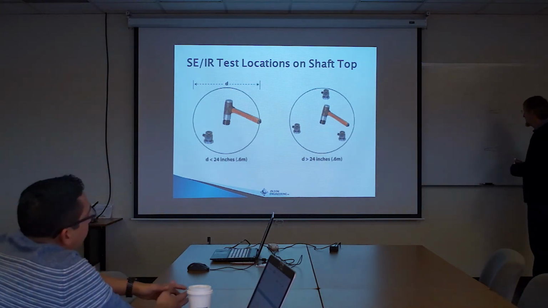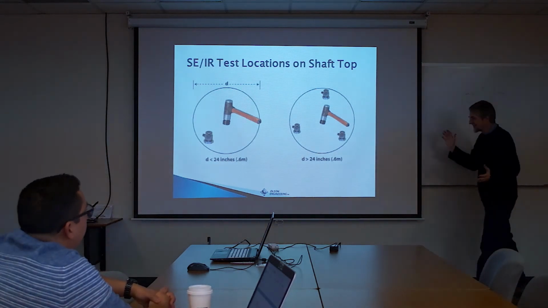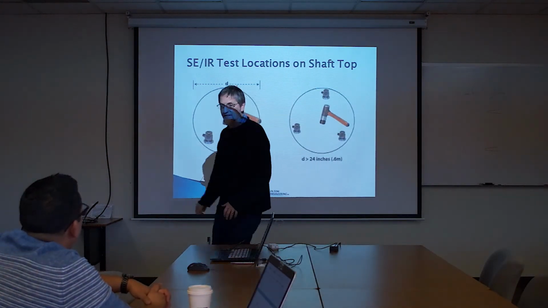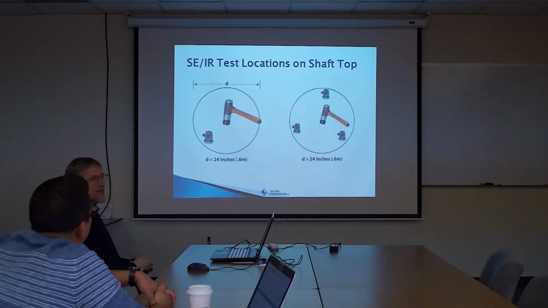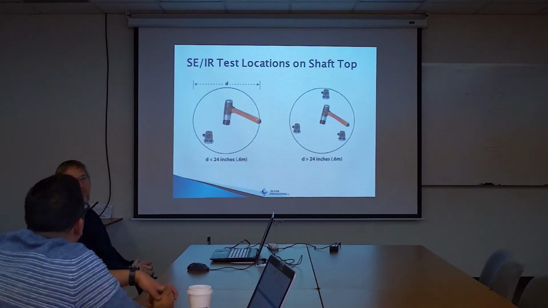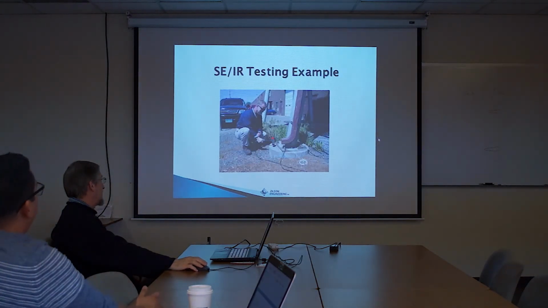On a smaller diameter shaft, it doesn't matter. If your shaft is only this big, it won't really matter. So that was the idea. They're trying not to miss shallow defects on really large diameter shafts. But again, not really applicable to forensic investigations.